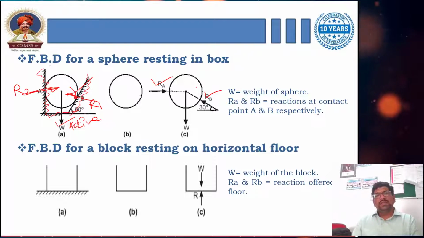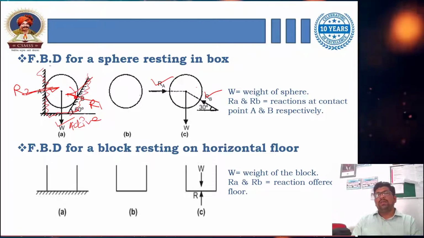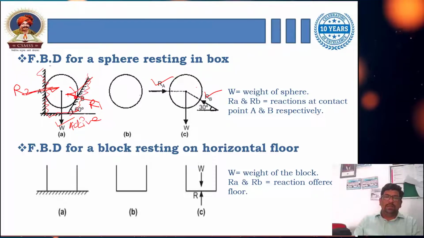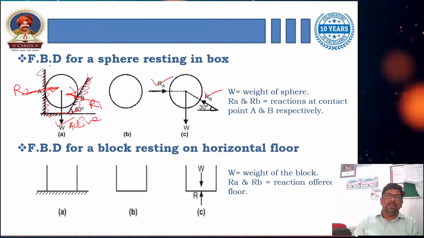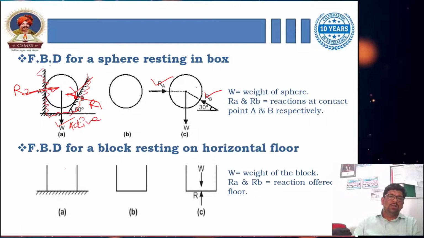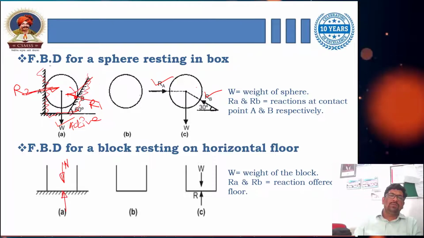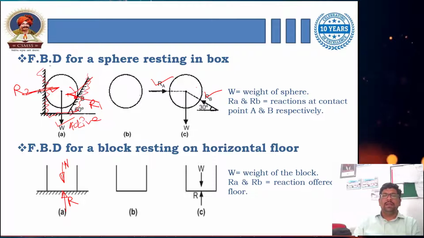Next, the free body diagram for a block resting on a horizontal floor. If your body is resting like this on a floor, the self weight, that is the active force, will be W like this, and the reactive force will be R. So the diagram created is like this.